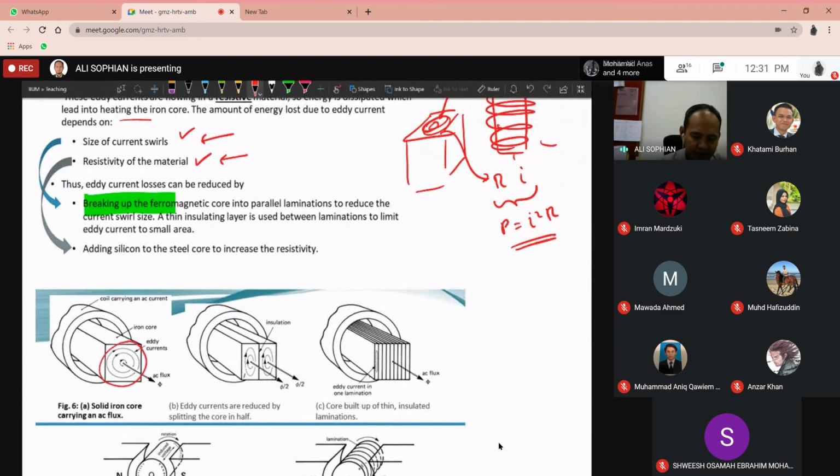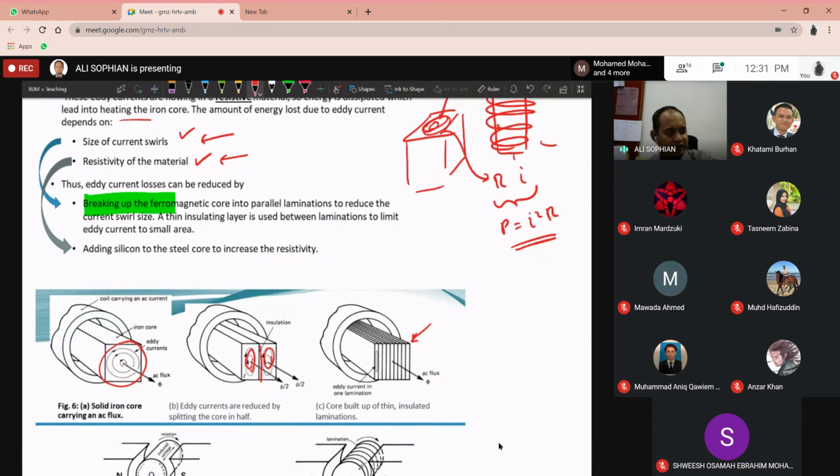But if you split, for example, the core into two like this, so you have two layers, the second drawing, then the size will be smaller. And then if you split it into even thinner layers, a stack of laminations like this, then the size of the eddy currents will be even smaller. And by doing this, you basically minimize the eddy current loss.